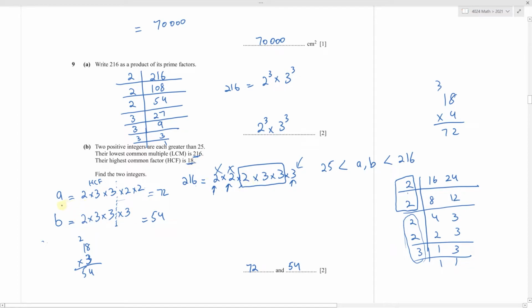You took out 18. You know for sure 18 is present in both A and B because it's the highest common factor. And then you basically distribute the rest of the prime factors into one of the two numbers based on the conditions that were given to you. So that's how you'll solve this problem.